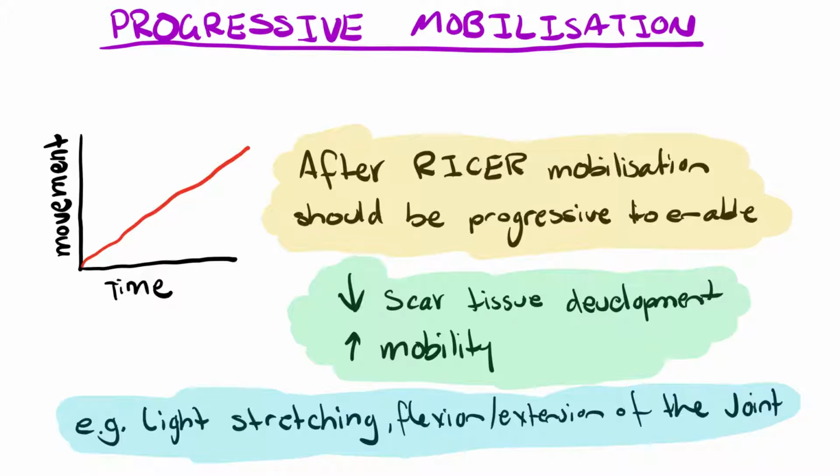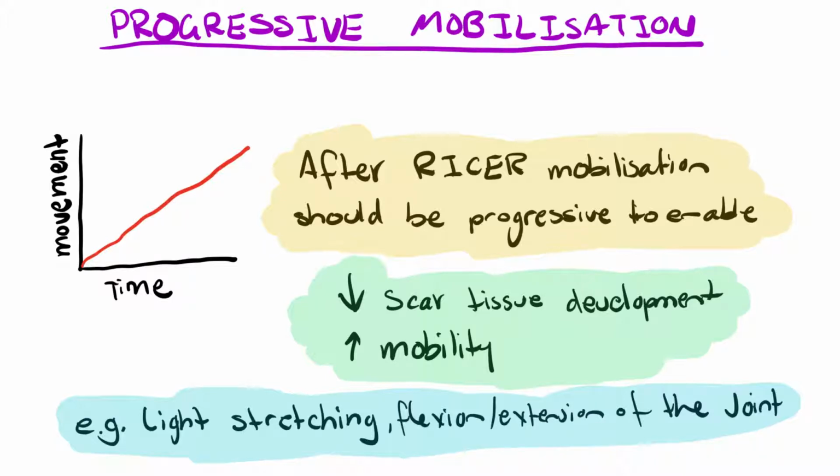So for the rehabilitation procedure, we start by having a look at progressive mobilisation. Now, progressive mobilisation would start after RICER. So remember, with RICER, it's rest, ice, compression, elevation, and referral. And usually the progressive mobilisation stage will start with the referral. So a sports doctor or a physio will start looking at some progressive mobilisation techniques.